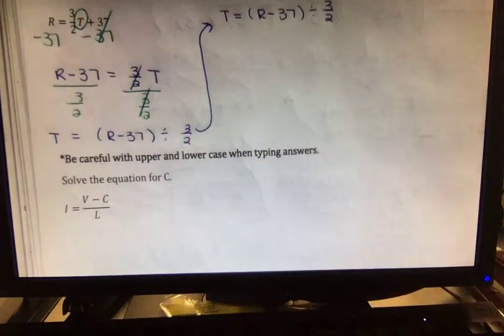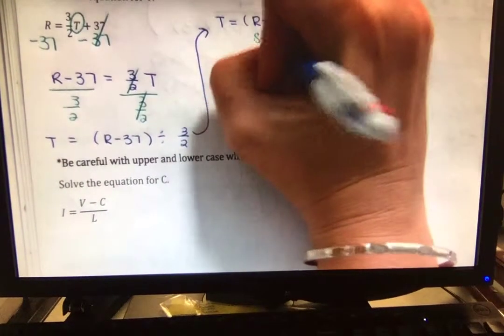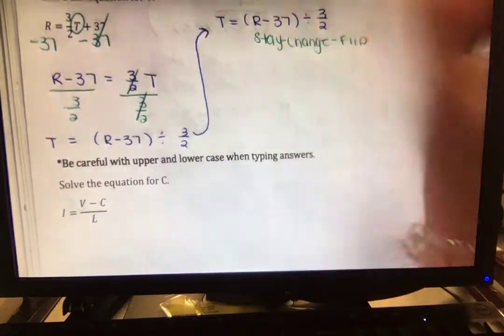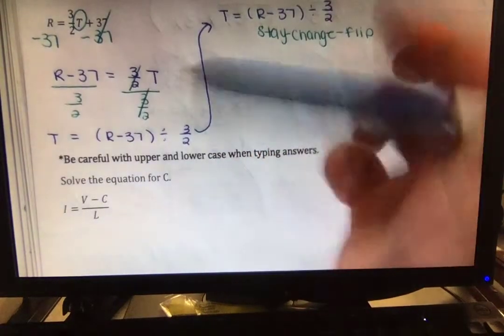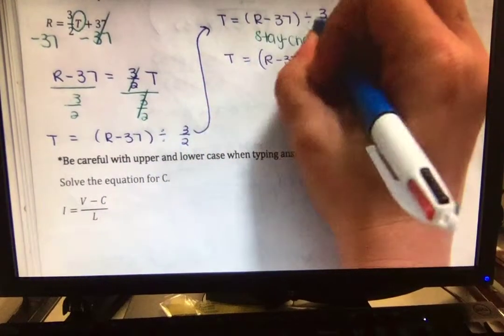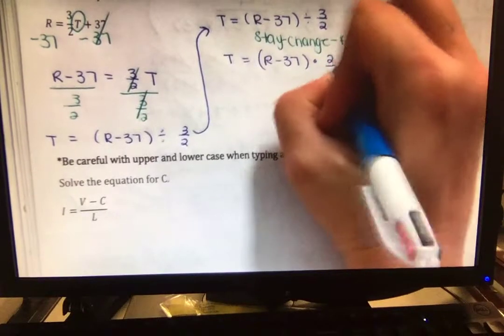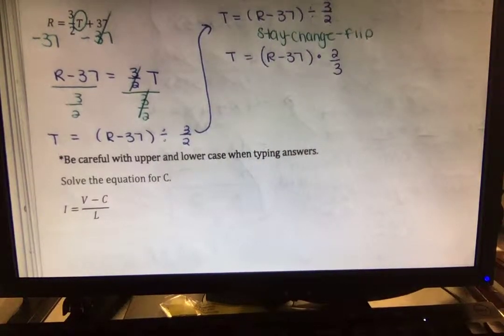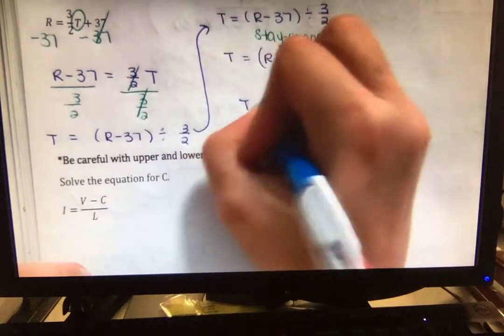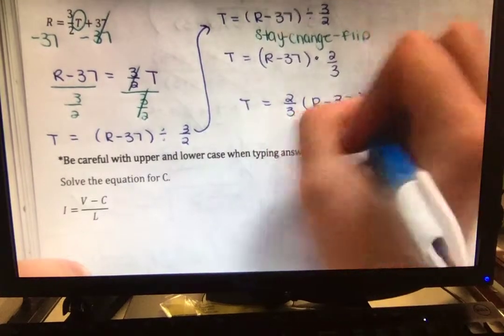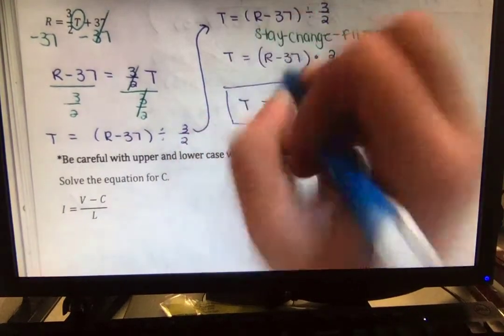How do we divide fractions? Stay, change, flip. So it's going to stay t equals r minus 37. Our operation is going to change from division to multiplication, and we're going to flip our second fraction, so 2 over 3. So we're left over with t equals 2/3 times r minus 37. Final answer.